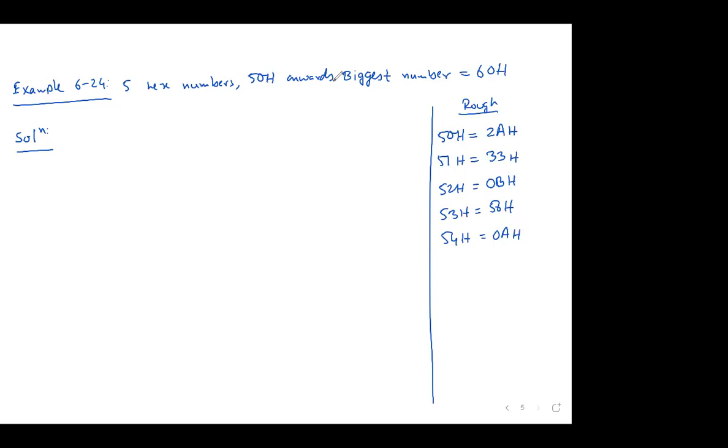Our target is, among these 5 numbers, we will find which one is the biggest number, and the biggest number should be stored in 68. Is the problem understood now? Yes, sir. Now let me give the solution, then I'll go line by line. Try to understand this example.